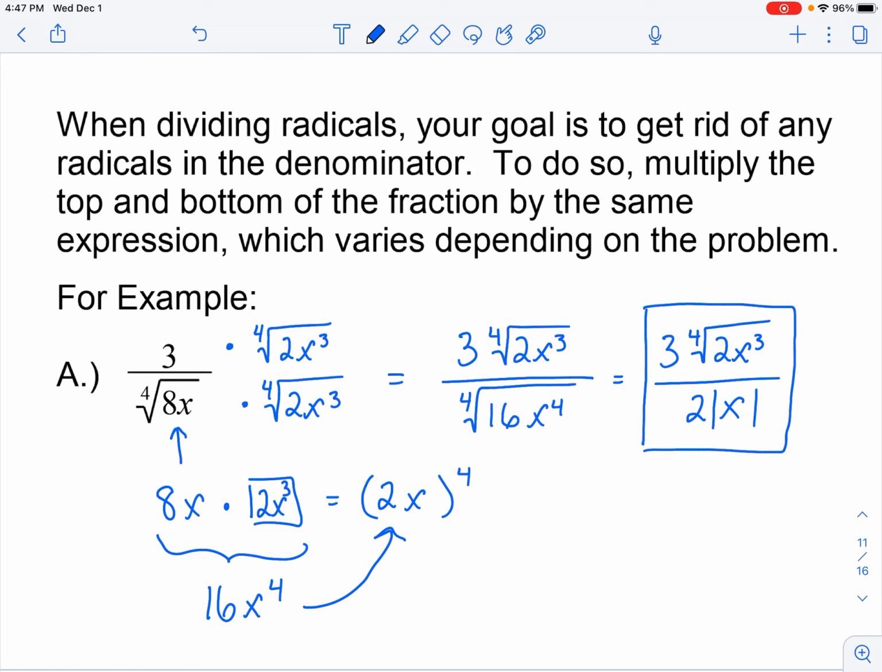So we have to reason our way through what the denominator needs to become so that I can actually evaluate the radical and just get a perfect power on the inside. So you've got to focus on the index and you've got to focus on the radicand. All right, let's take a look at another problem.